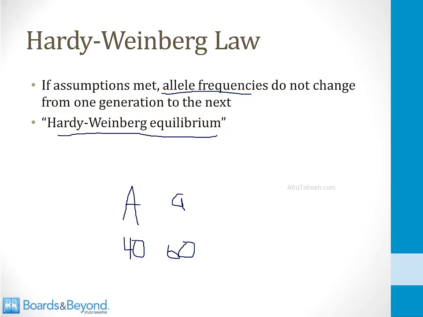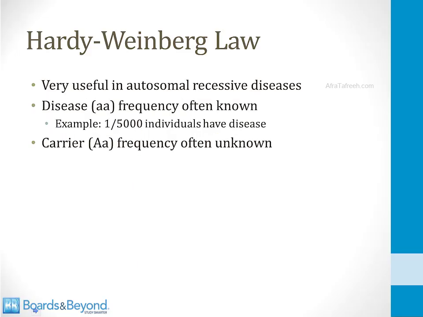Now, in many cases, actual populations do not 100% meet all the assumptions of the Hardy-Weinberg law. However, if it is felt that a particular population is close enough to meeting them, then it will often be stated that they are close enough that you can apply the Hardy-Weinberg law to calculate gene frequencies. One of the places where the Hardy-Weinberg law is very useful is in autosomal recessive diseases. These are rare conditions, and in these diseases, the disease frequency is often easy to determine.